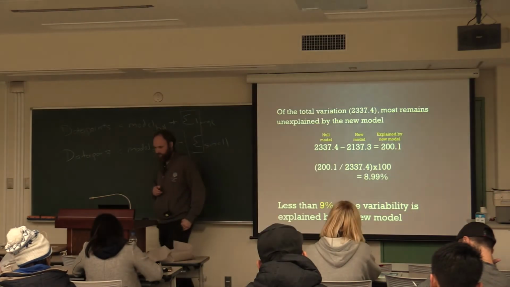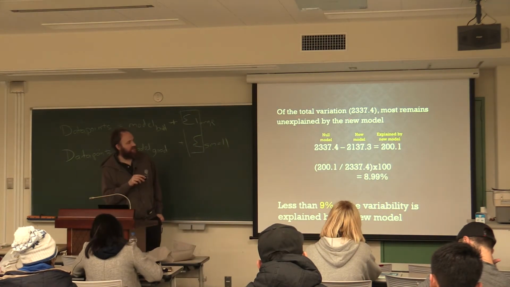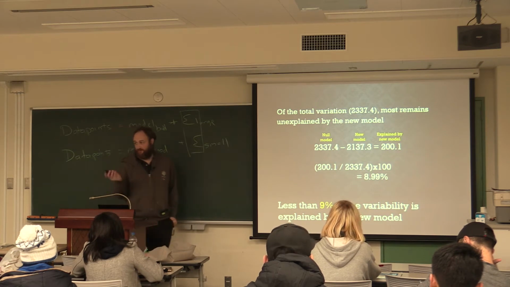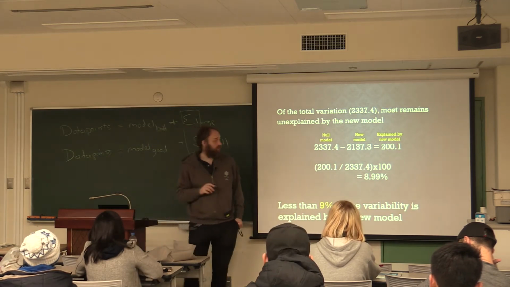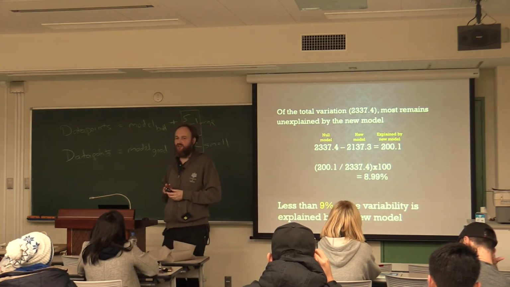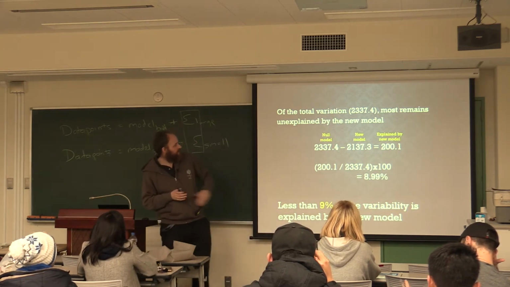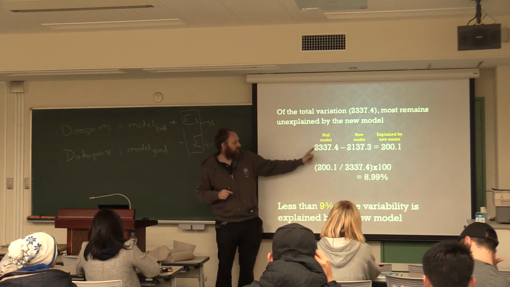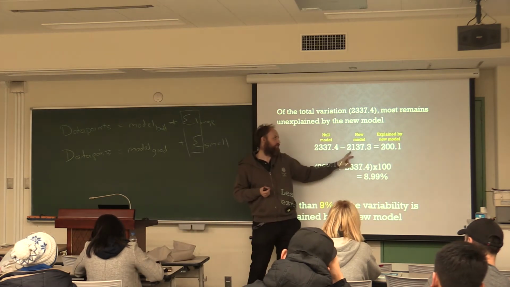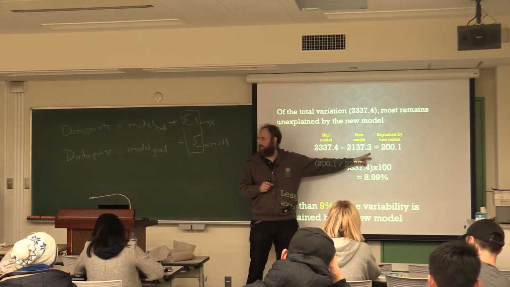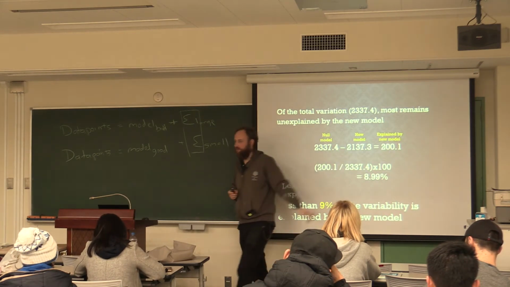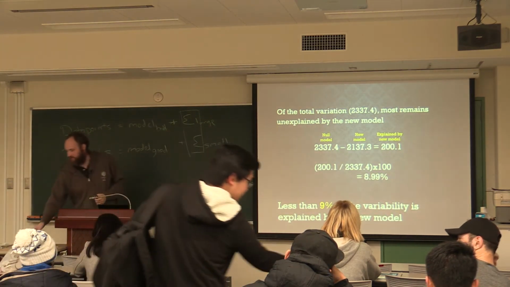So if we look at our total variation, it was 2,337 for our grand mean. Our total variation is 2337, but most of it is unexplained by the new model. So here's our old model, our null model, 2337.4. We calculated that one. Here's our new model, 2137.3. Now the difference between these two is just about 200.